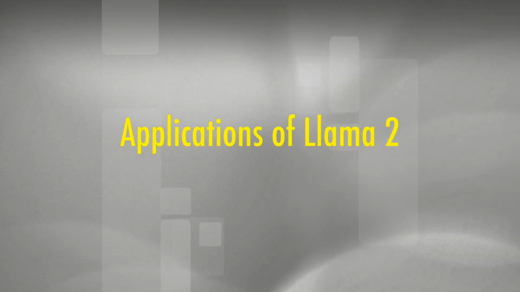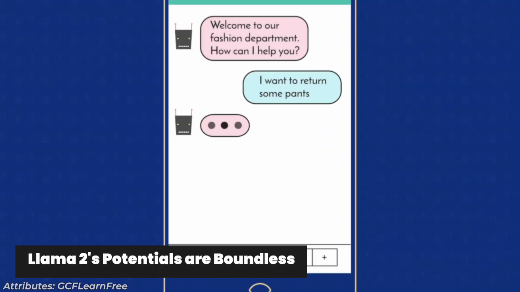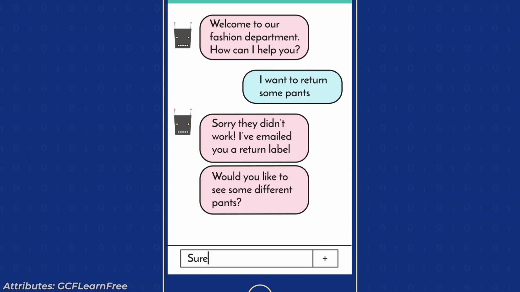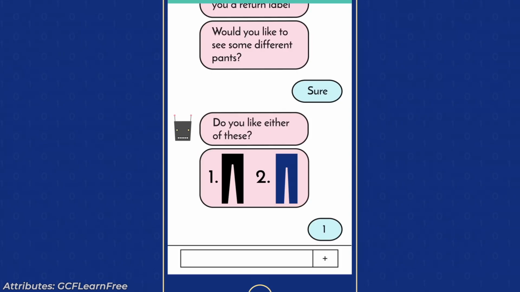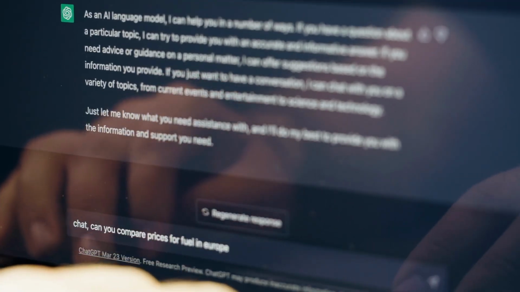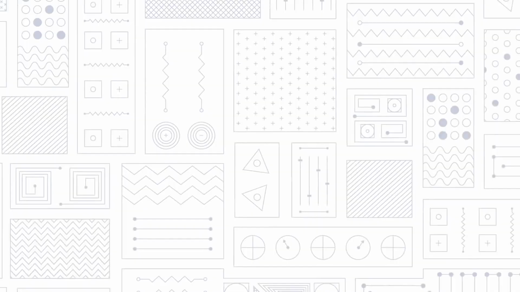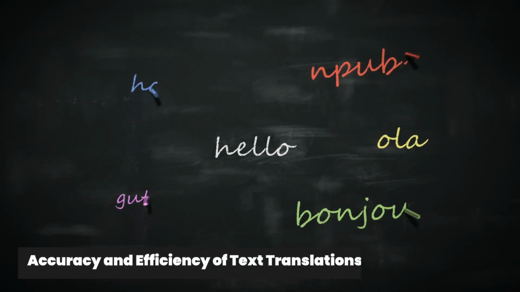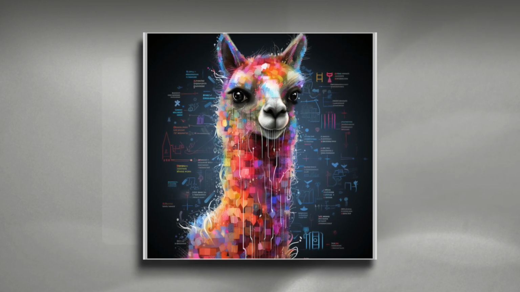Applications of LLAMA 2. Speaking of applications, LLAMA 2's potentials are boundless. It can revolutionize chatbot technology, making them more sophisticated and human-like. Its ability to generate text could be exploited for various purposes, from creating compelling marketing copy and product descriptions, to weaving engaging fiction. And in the realm of machine translation, LLAMA 2 can significantly enhance the accuracy and the efficiency of text translations. Well, we've just scratched the surface of LLAMA 2's capabilities.